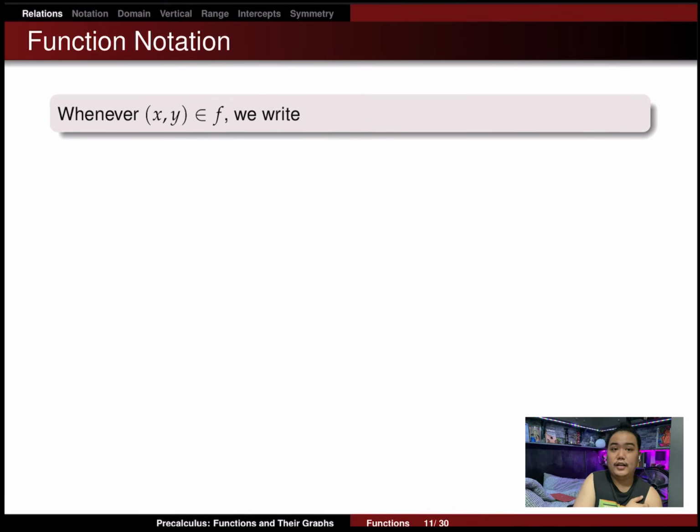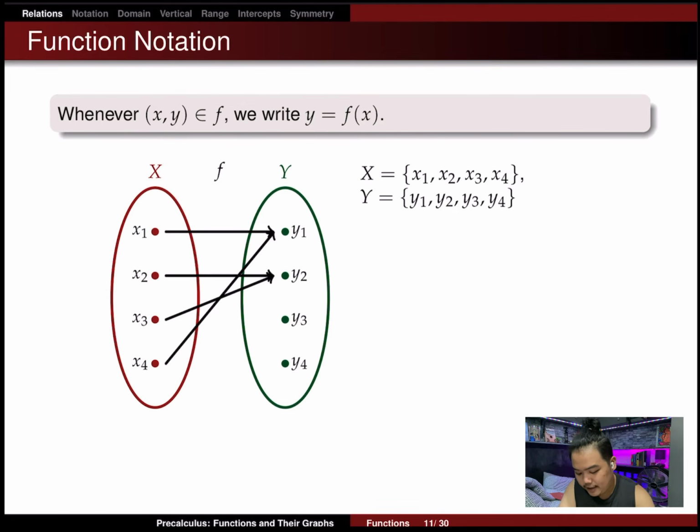And let's go to the function notation. Let's say if you have a point (x, y) in your f, since we said based on the definition that a function is a set of ordered pairs. So if this ordered pair is in f, we write it as y equal to f of x. Remember that. So, let's show an example.